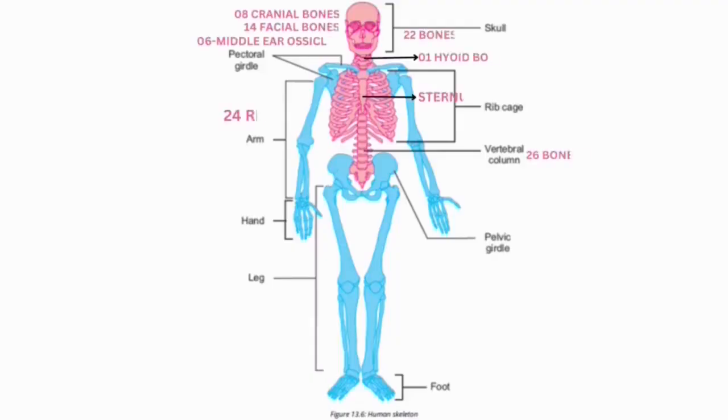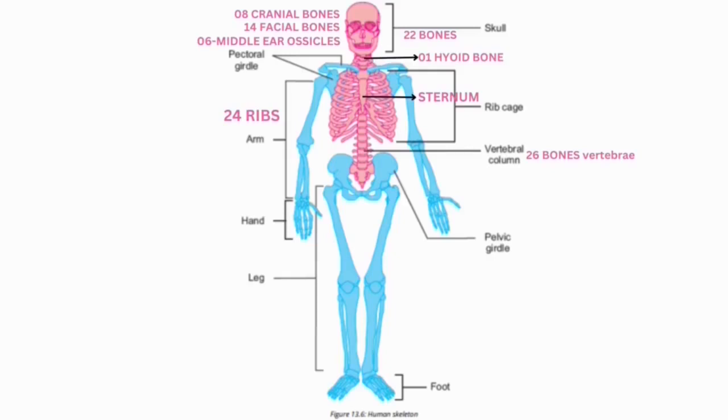As shown in the diagram, there is a skull which contains 22 bones, out of which 8 are cranial bones that enclose the brain and 14 are facial bones, 3 middle ear ossicles in both ears. There is a hyoid bone in the neck, 26 bones in the vertebral column and 24 ribs, which are 12 pairs of ribs.